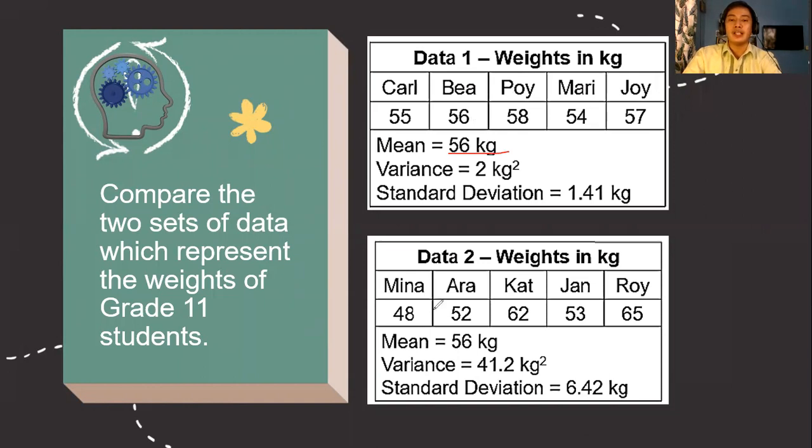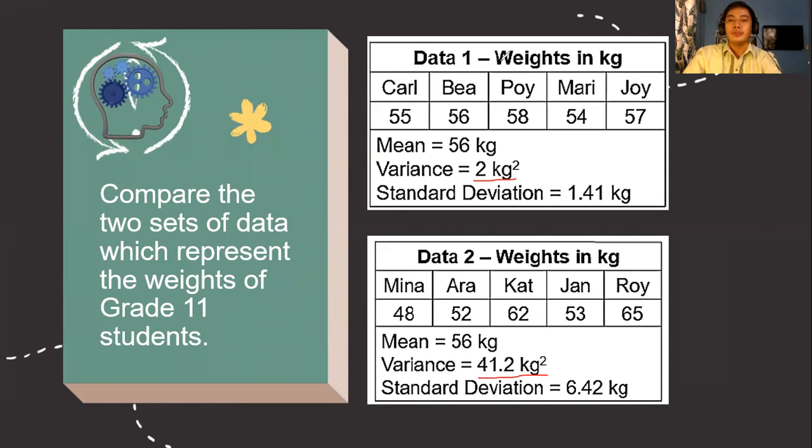For the second data, we have Mina, Ara, Kat, John, and Roy respectively. Observe their weights: we have 48, 52, 62, 53, and 65 kilograms respectively. But still, we obtained the same mean, having different sets of data. Now, observe their variances. The variance on the first set is 2 kilograms, while the variance here is 41.2.